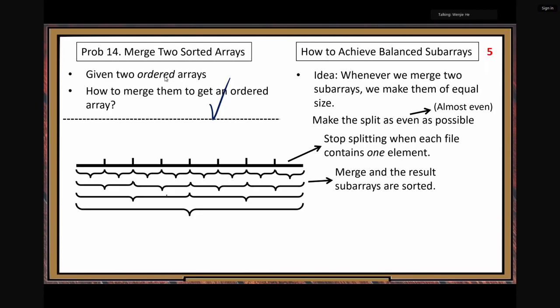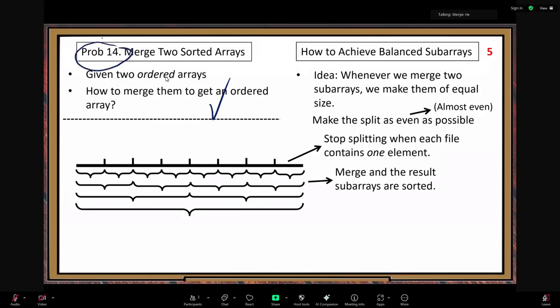That's simple. So that's the merge sort. Here you can see, if we can solve this problem number 14, we have the solution: divide and conquer, recursion, recursive function calls, and we have the whole merge sort.